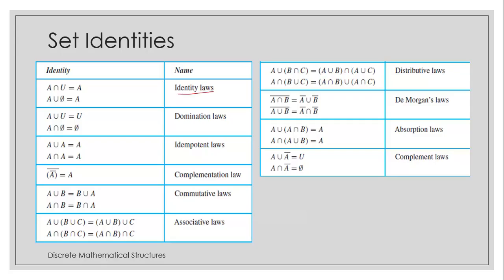First is identity laws that states A intersection U is equal to A. Now this can also be seen from the Venn diagram. This is the universal set and this is set A. Now intersection of universal set and set A will result in set A. Similarly, union of set A with empty set will also give us set A.